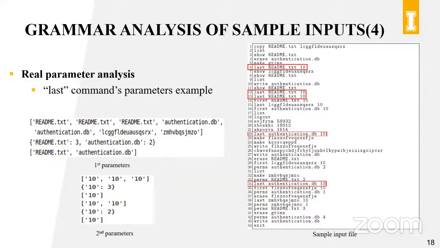Then, as in our example, readme.txt and authentication.db will be real first parameters. Then we have 10 as the second parameter, so we consider it a real second parameter.